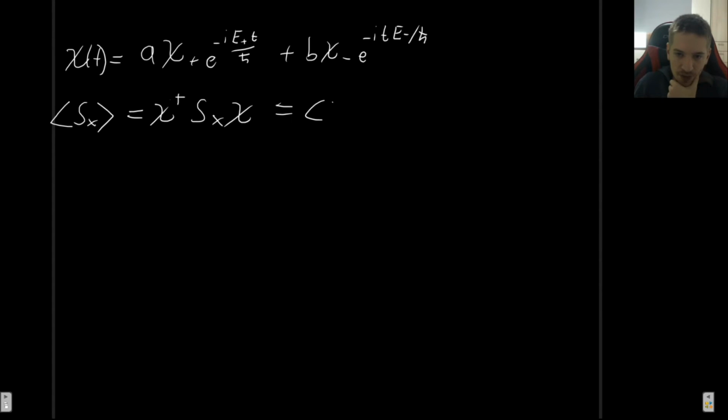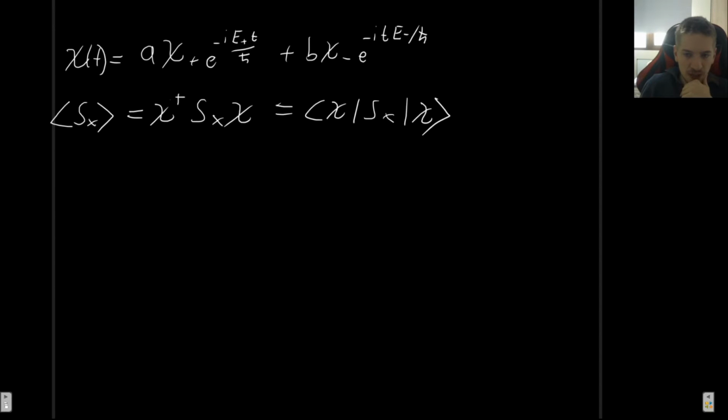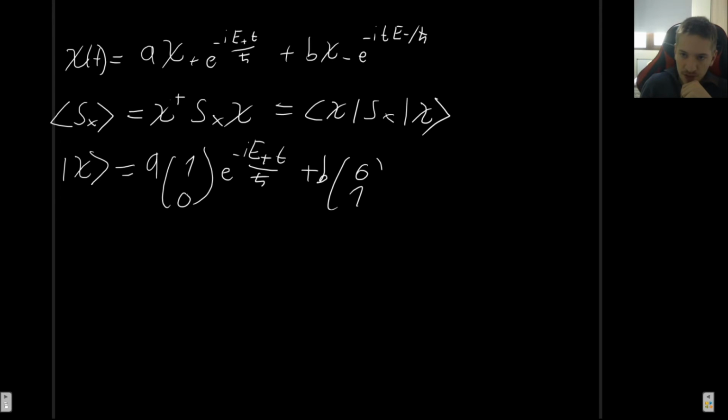And if you prefer, you can write it in bra and ket notation. This is the same. Just to make sure that everything is clear, let us write the ket, the bra and the ket explicitly. So let's begin with the ket. This is going to be what we have right here, but let us write the spinors in their actual form. So a times (1, 0) e to the minus i E plus t divided by h bar, plus b times (0, 1) e to the minus i E minus t divided by h bar.